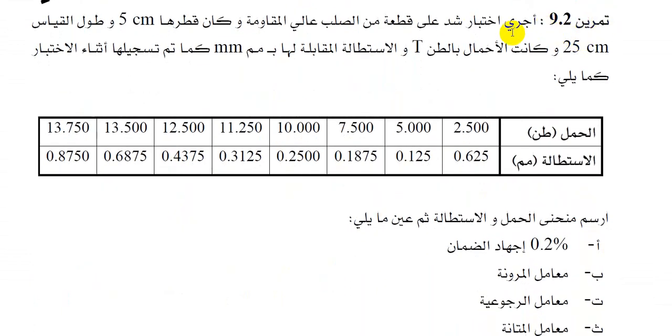As you can see in practice 9.2, a tensile test was conducted on a specimen of mild steel, or iron, with a diameter of 5 centimeters and a gauge length of 25 centimeters. The load was measured in tons, as well as the corresponding extension, or elongation, measured in millimeters, as detected while testing. The loads in tons are as follows: 2,500, 5,000, 7,500, 10,000, 11,250, 12,500, 13,500, and 13,750. The elongations are tabulated in the following digitalized values.